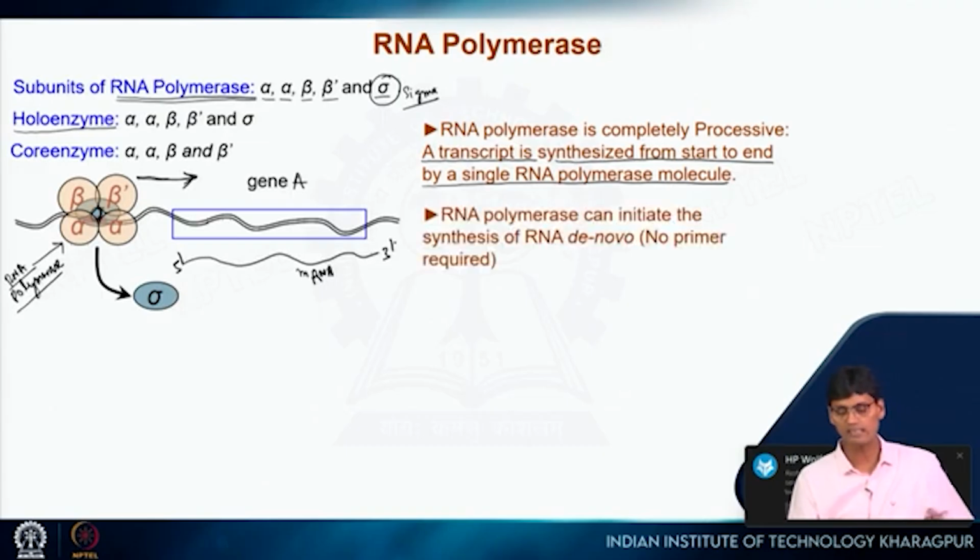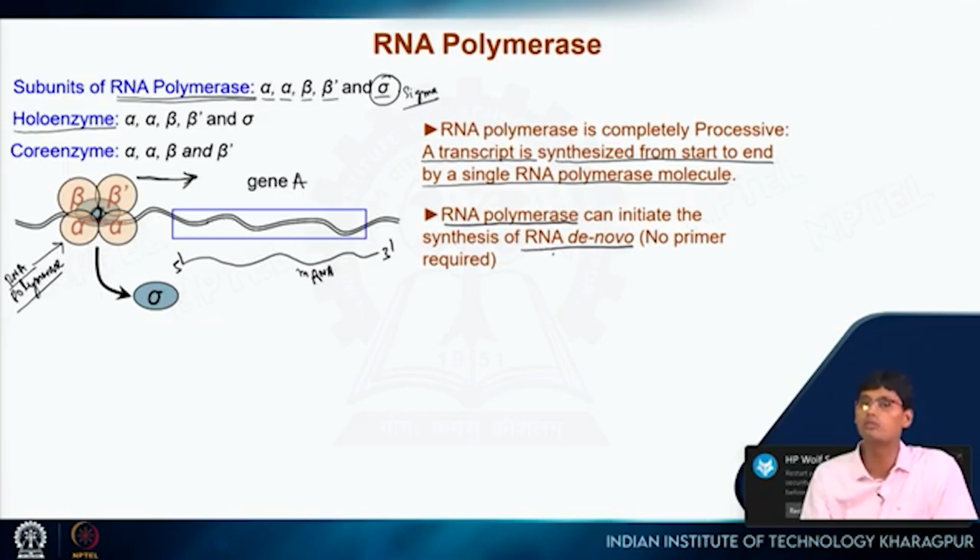In addition, another important thing about RNA polymerase is that it can initiate the synthesis of RNA de novo. That means no primer is required. Like during replication, we discussed a lot about the primer: an enzyme called primase adds an RNA primer, followed by DNA polymerase synthesizing DNA from that RNA primer. But in this case, no primer is required.